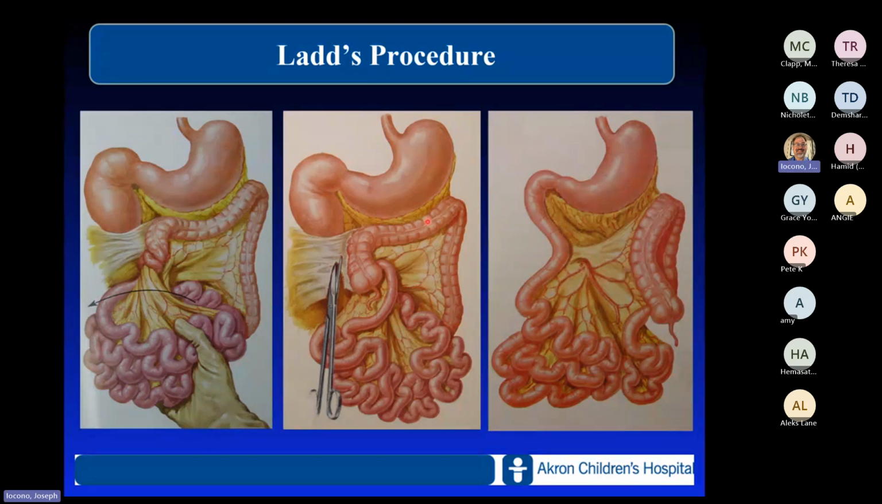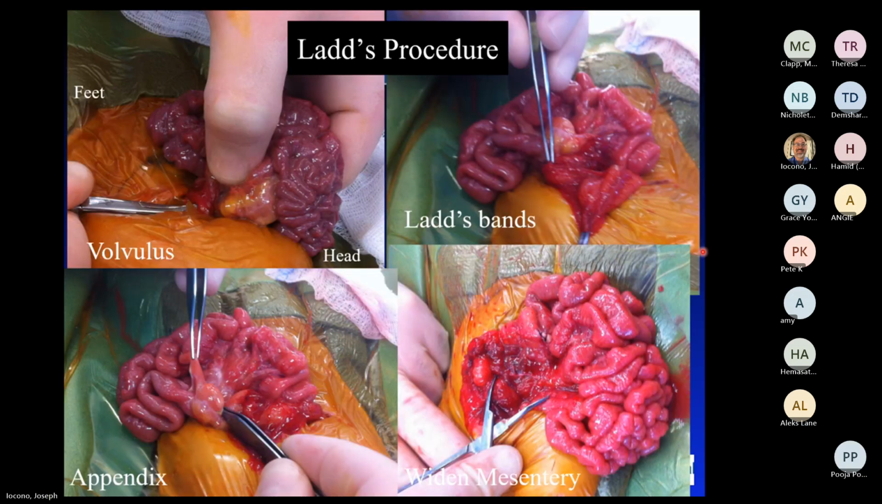Ladd's procedure, if you're doing it for midgut volvulus, you were not doing this laparoscopically. You were doing it open because time is of the essence, and you've got to untwist this big intestinal mass that's ischemic. You take down the ligament, the Ladd's bands, and then you try and move the cecum as far left as possible to try and widen this narrow mesentery. And then the appendix lives over here. And traditionally, Ladd's procedure still says take the appendix out.